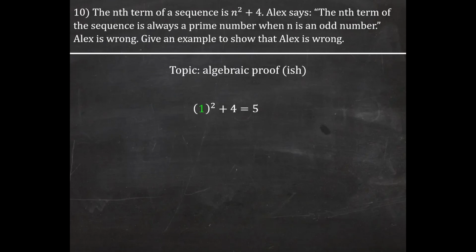1 squared plus 4 is 5. Doesn't work for us because 5 is prime. Then 3. 3 squared plus 4 is 13. Doesn't work for us. 13 is prime. 5 squared plus 4 is 29. Also prime. Doesn't work. You keep going until you get to 9. 9 squared plus 4 is 85, which is not prime. So that works for us. Prove the question wrong. Done.